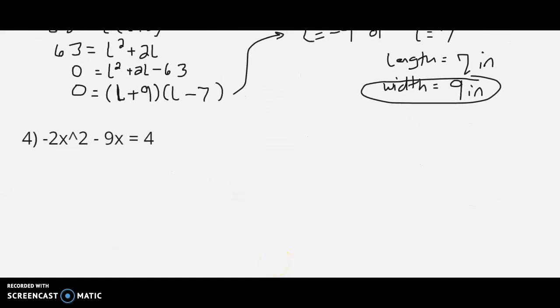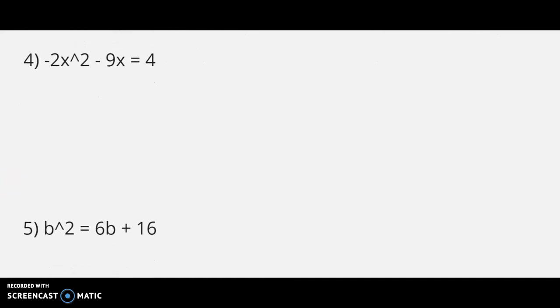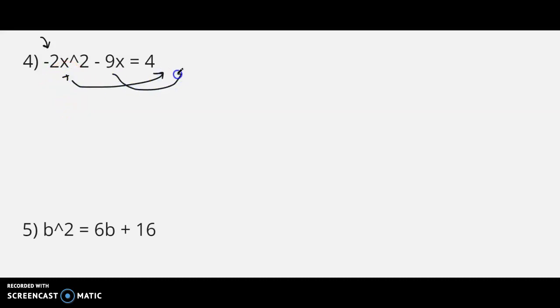All right. Another one to solve here, number 4. We want to get everything to one side, but you know what? Sometimes it's a little more complicated if your A number is negative. So what we can do is we can add 2x squared to both sides of the equation. We could add the 9x to both sides of the equation, giving us this. 0 equals 2x squared plus 9x plus 4. So that 4 didn't move, it stayed put.